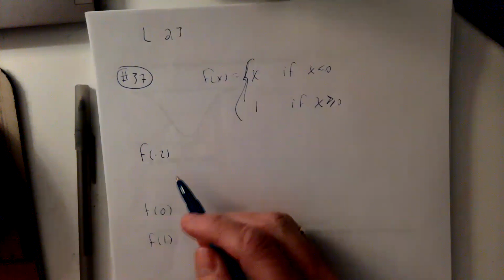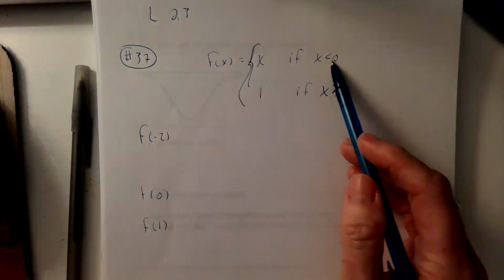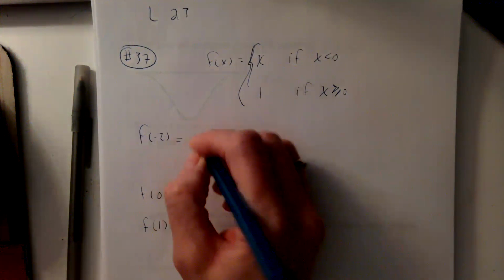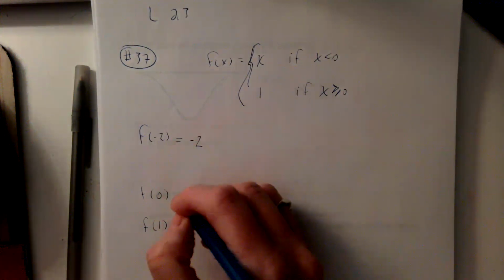So they wanted us to evaluate at f of -2. So f of -2 would be x less than 0. So that means the output is just x, which is -2.